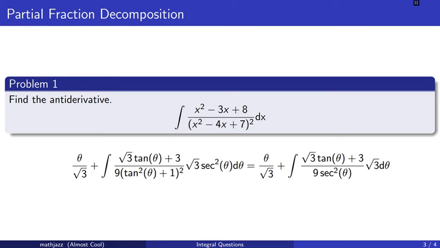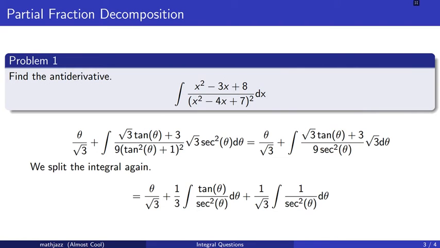So from this expression here, we split the fraction, we get 1/3 of the integral of tangent theta over secant squared theta d theta, and we get 1 over the square root of 3 times the integral of 1 over secant squared theta d theta. And that comes from this 9 and the square root of 3 and the square root of 3 all interacting with each other in interesting ways. But I double checked it. I'm pretty sure that I factored it out correctly.